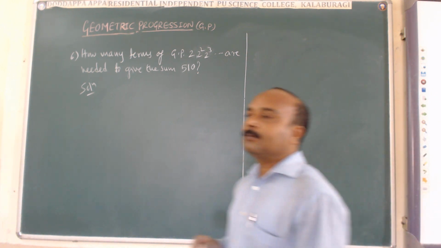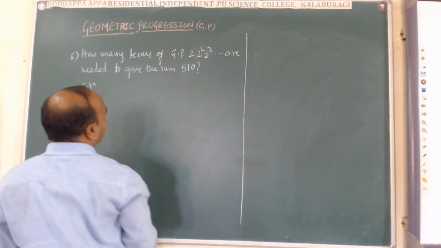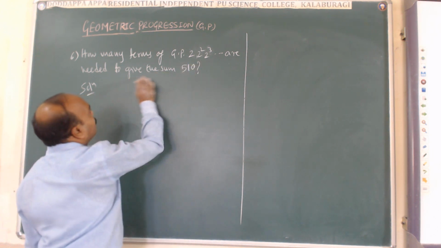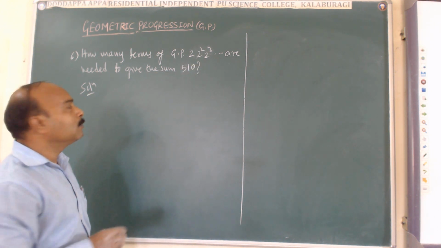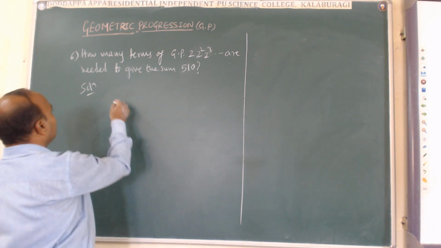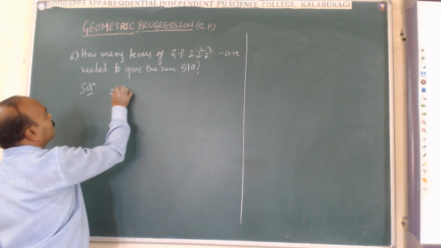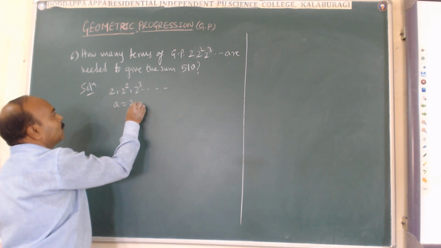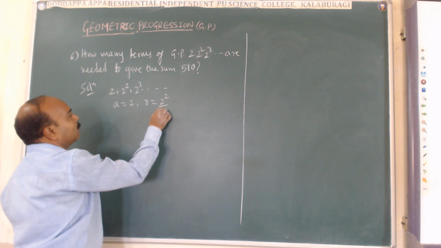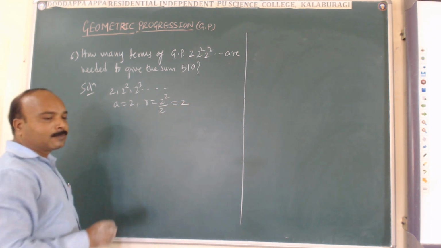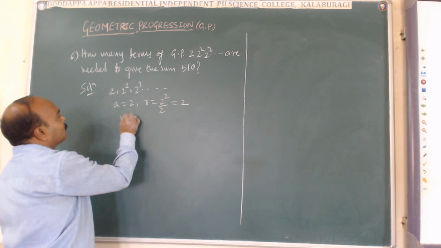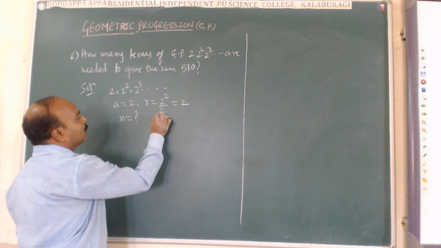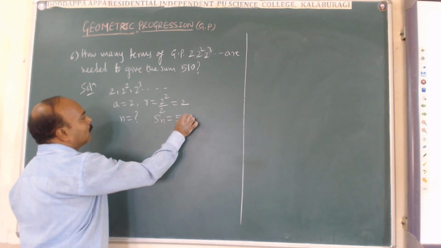Next similar question: how many terms of the GP 2, 2 square, 2 cube, and so on are needed to give the sum 510? It is similar to the previous question. Here the given sequence is 2, 2 square, 2 cube and so on. Clearly a value is 2, r value is 2 square by 2, which is 2. Now n is asked here; the sum to n terms is 510.